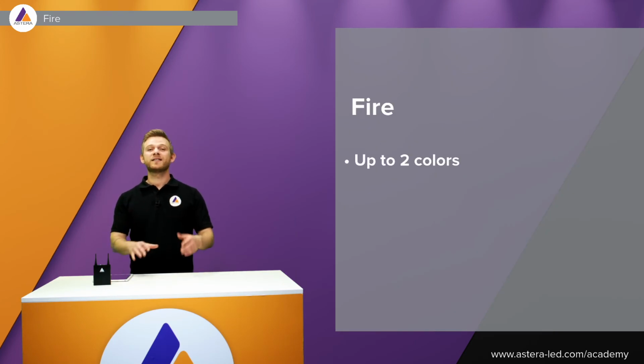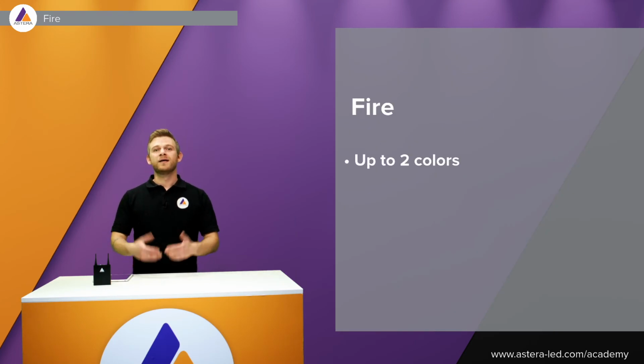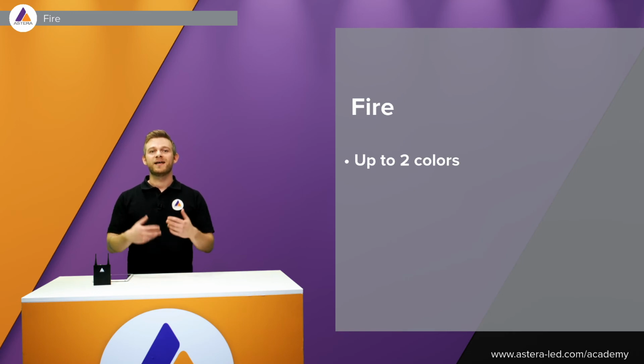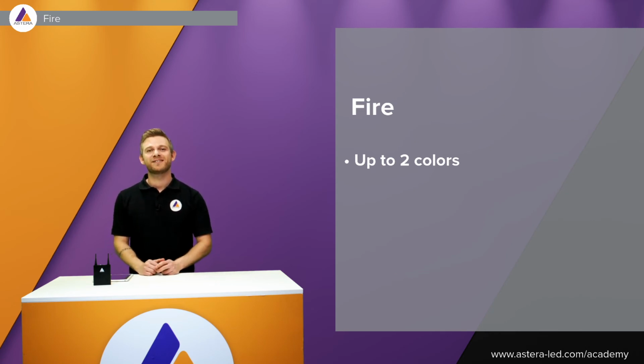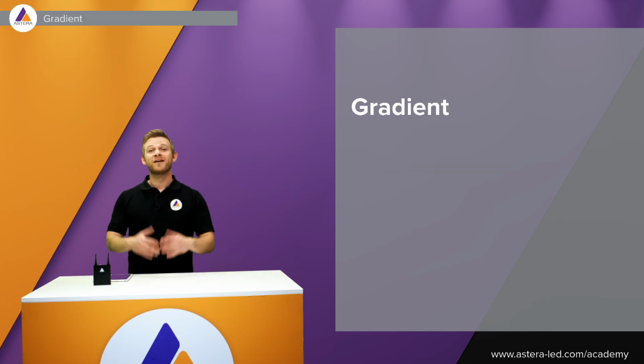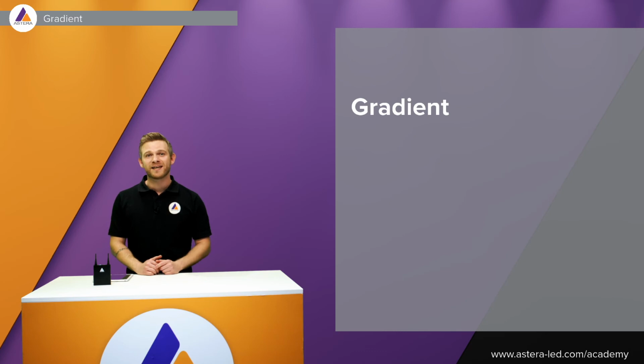So the fire effect can be added with up to 2 colors. Simply choose the effect, change the 2 colors there, so you also have the flickering fire effect. Could also be an ice effect. I am sure your imagination is pretty good here. If we now want to mix some colors together, we can also create a gradient effect.